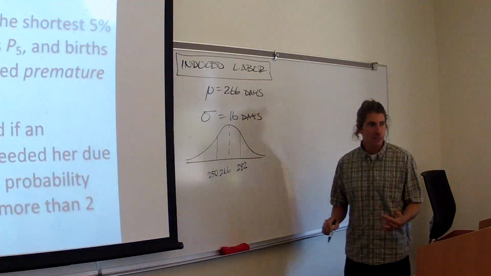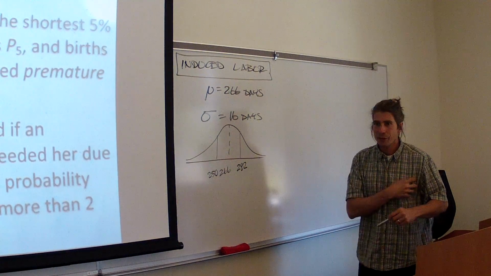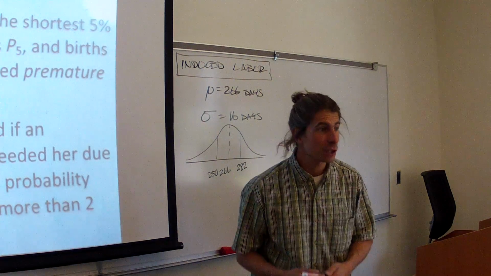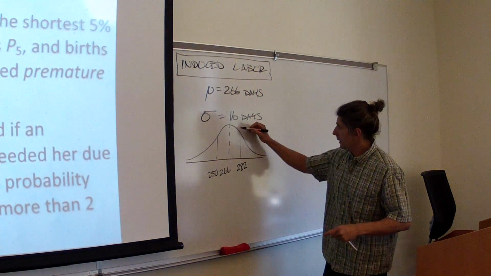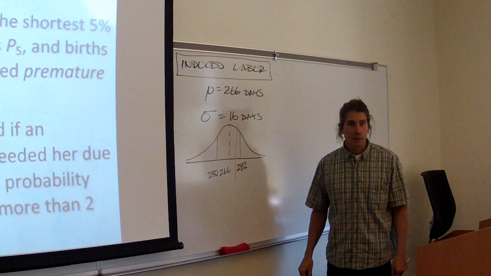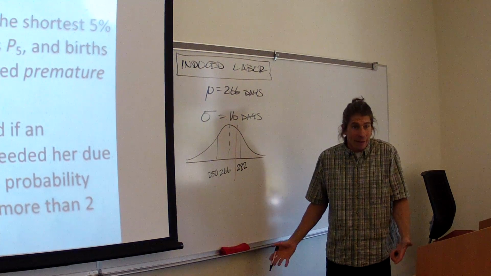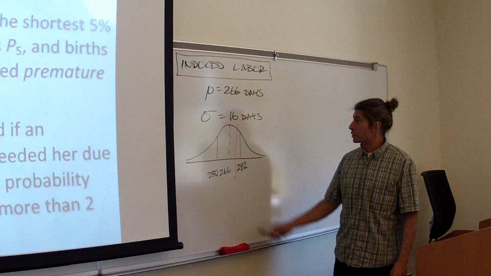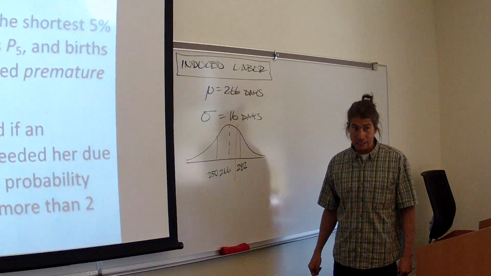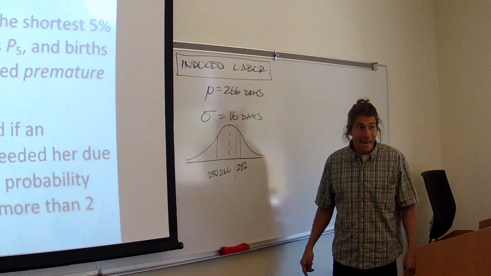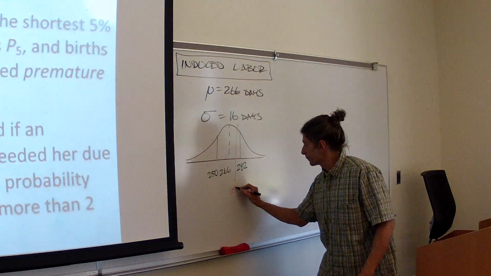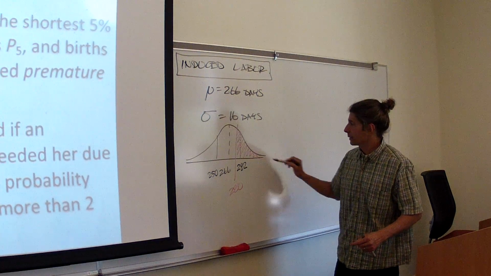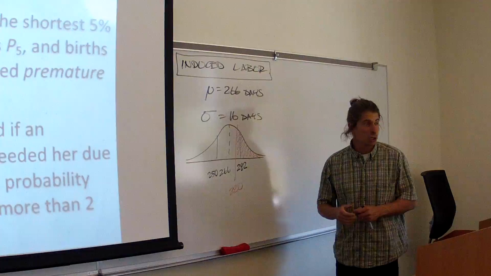Well, you'll notice something, friends. Where's the cutoff? Look at where the cutoff for induced labor is. It's roughly here, isn't it? It's 14 days more than average, right? Exceeded her due date by 2 weeks. On average, that due date is 266 days. So 2 weeks out is 280 days. So this probability tells us the chance of an induction.